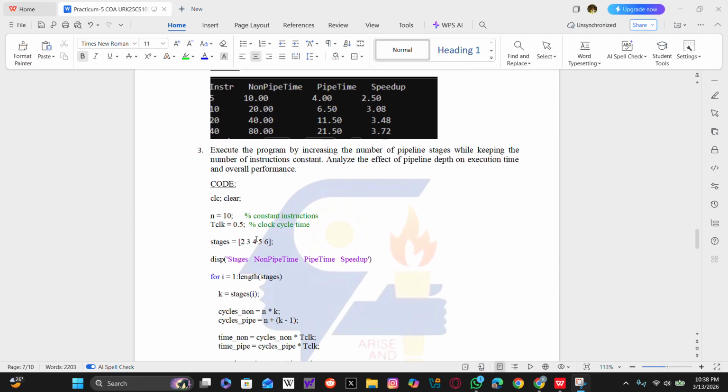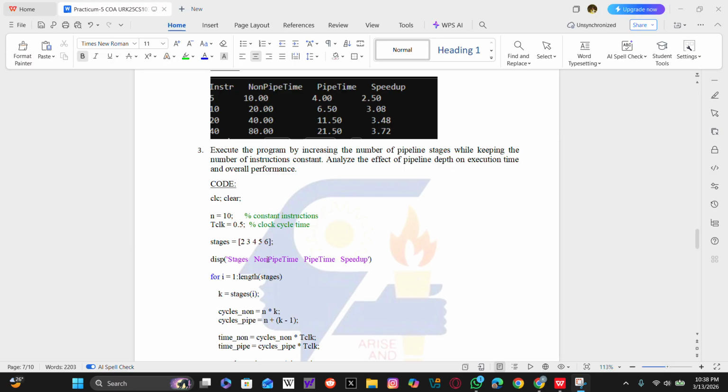And onto the third one, which is: execute the program by increasing the number of pipeline stages while keeping the number of instructions constant. Analyze the effect of pipeline depth on execution and overall performance. Let us dive into the code. On the first step, we are applying the value of n equal to 10, which is constant instructions, and time clock is equal to 0.5, and the stages are defined as 2, 3, 4, 5, 6, and we are displaying stages, non-pipe time, and speed up.